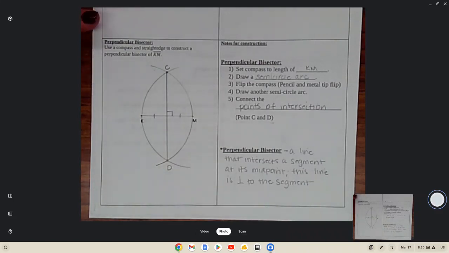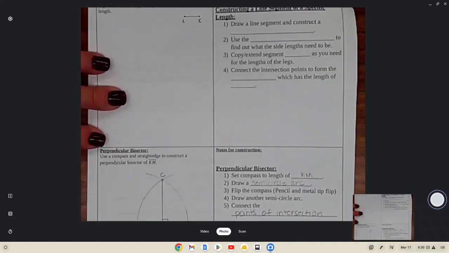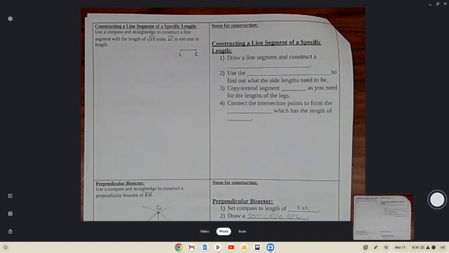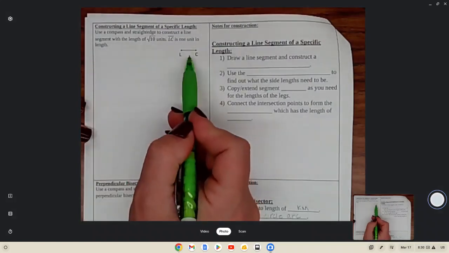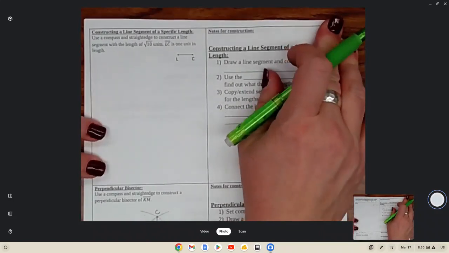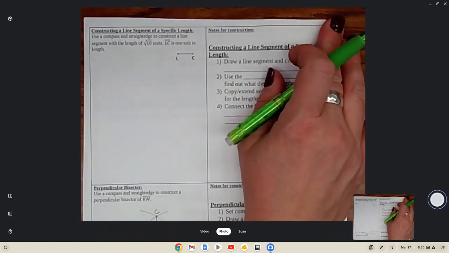All right, now we'll come up and do this last one. Okay, so this one, constructing a line segment of a specific length. So it says use compass and straight edge to construct a line segment with the length of square root 10 units. LC is 1 unit in length. So you can see LC is here, so we're going to use that for our unit. Okay, so this one is going to require a little bit more thought process.